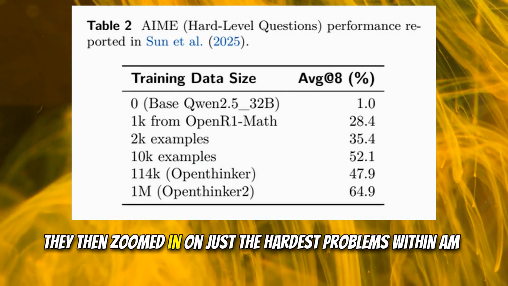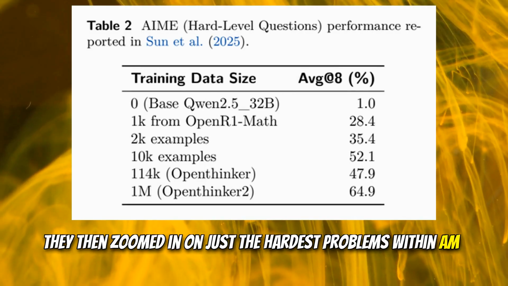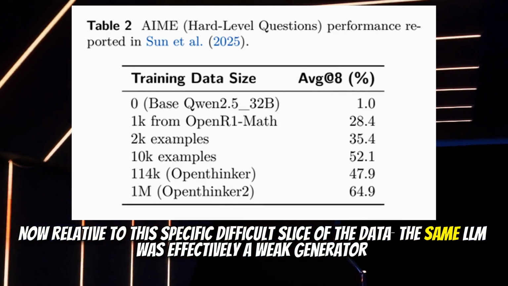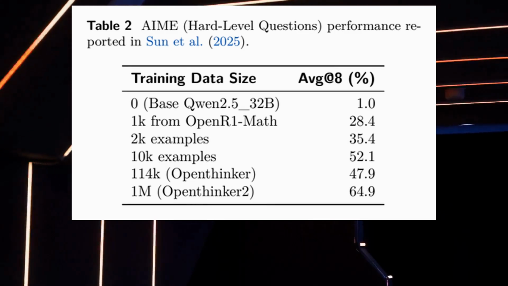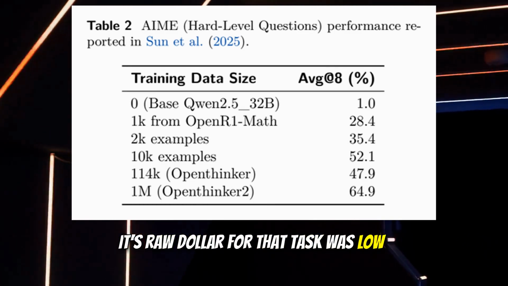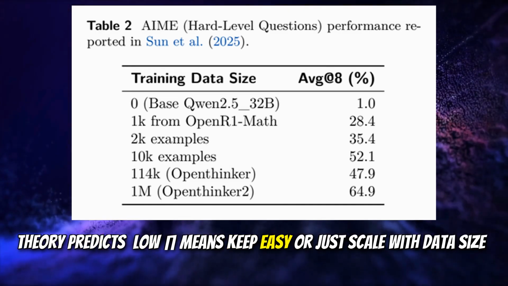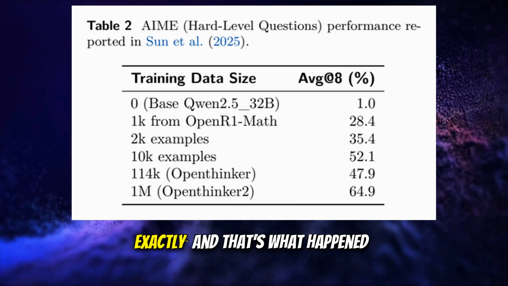They then zoomed in on just the hardest problems within AIME. Now, relative to this specific difficult slice of the data, the same LLM was effectively a weak generator. Its raw rho for that task was low. Okay, theory predicts low rho means keep easy or just scale with data size. Exactly. And that's what happened.